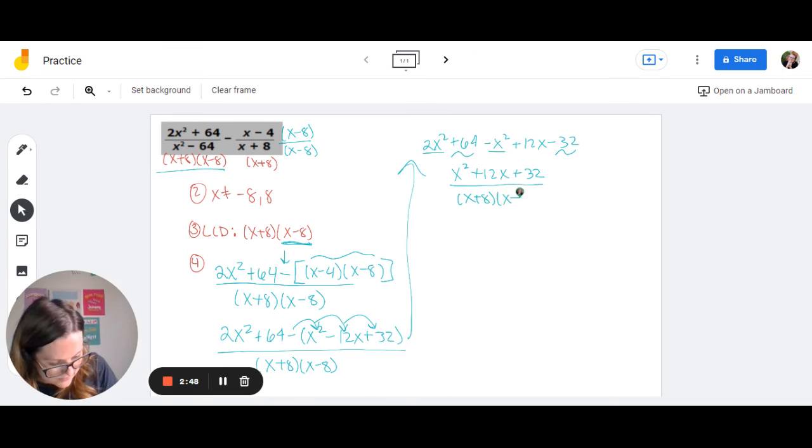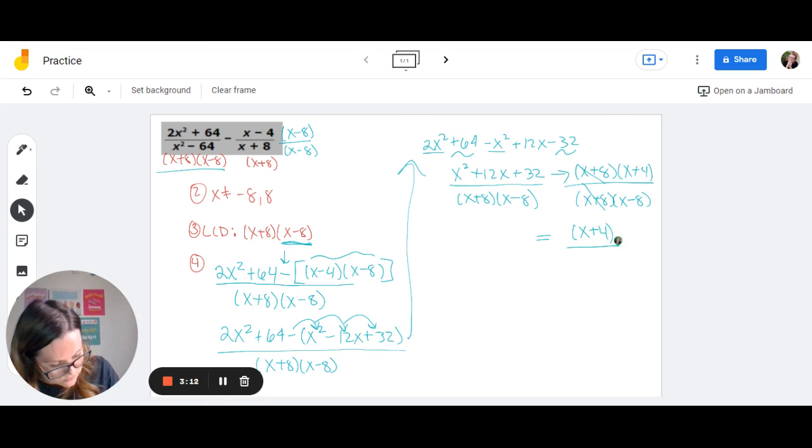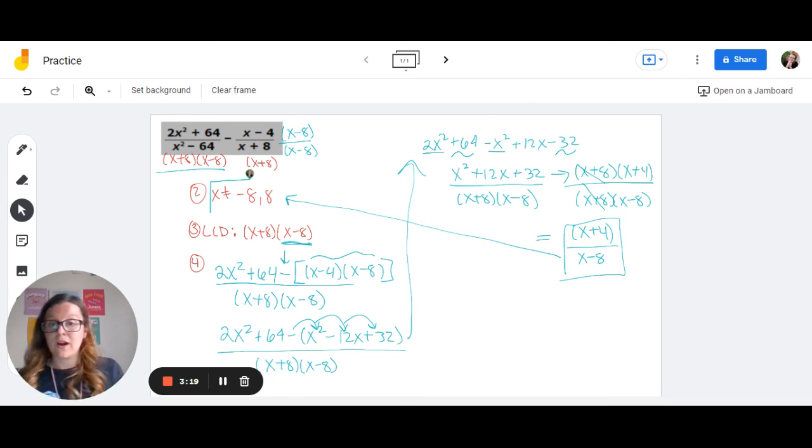Again, leave that factored down there because we're going to see if we can factor the numerator and cancel anything out. So the numerator will factor into x plus 8 times x plus 4 all over x plus 8 times x minus 8. And I'm like, oh, cool. I can go ahead and cancel now my x plus 8s. And I have a simplified rational expression of x plus 4 over x minus 8. I've already done my restrictions, which is captured here. So I am good to go.